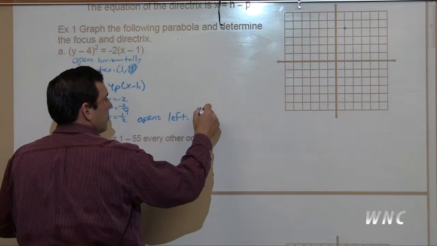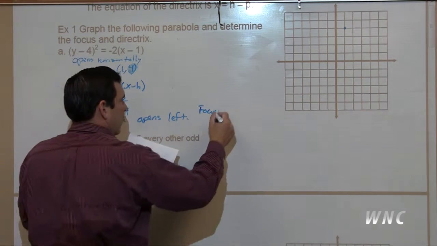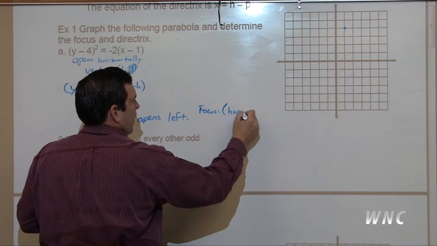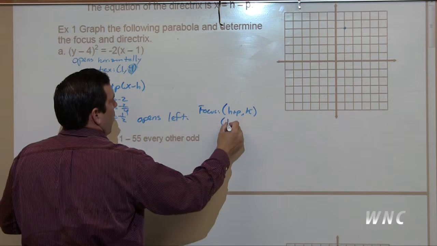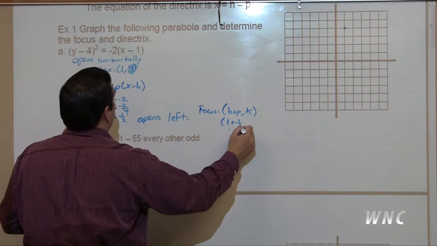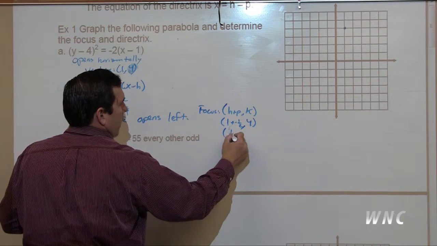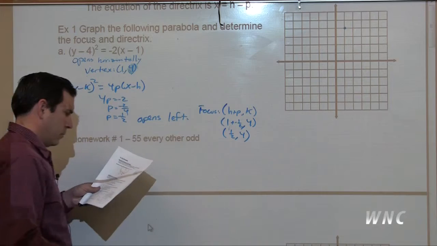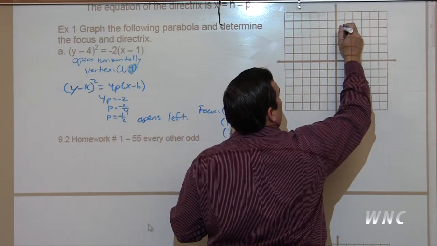So our focus is going to be located at (h plus p, k). That's going to be 1 plus negative 1/2, comma 4. So (1/2, 4). So this is our vertex. Here's our focus.